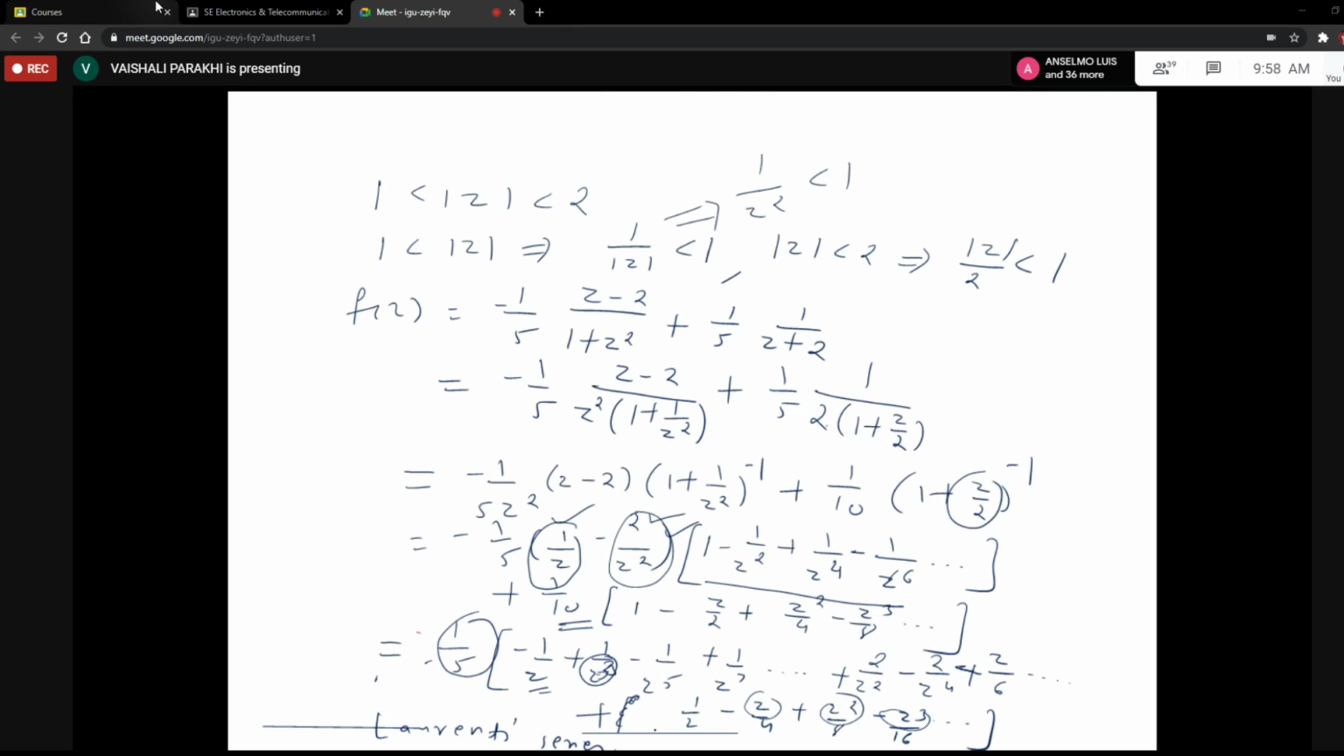Any doubt, students, in this part? And this region of convergence is in between two circles which I have drawn previously. Okay.